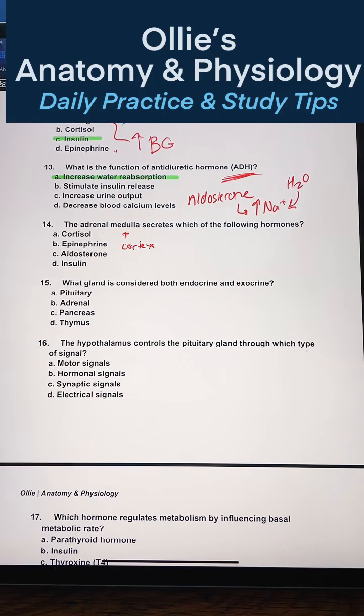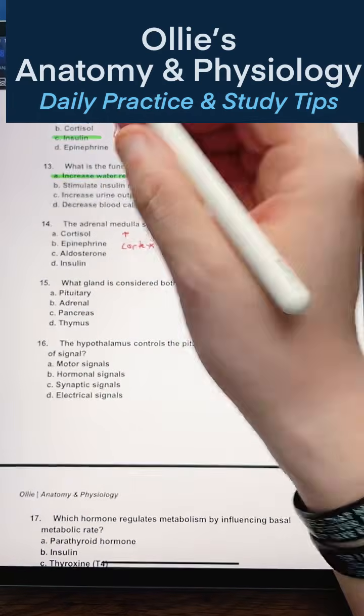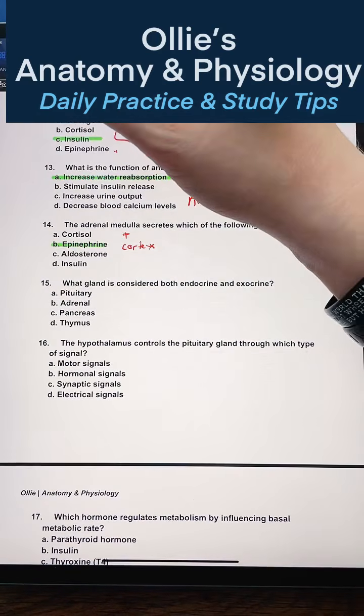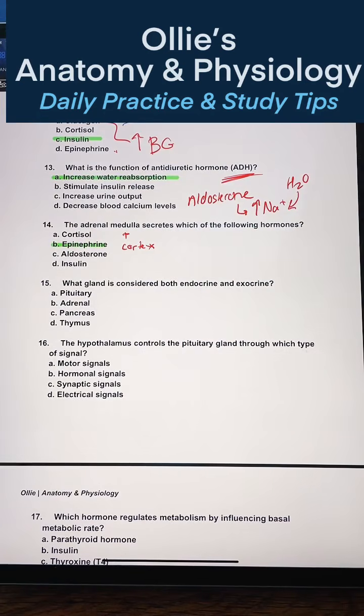But in terms of number 14, the answer is going to be B. It's going to be epinephrine. So we have the adrenal medulla that is going to secrete norepinephrine.